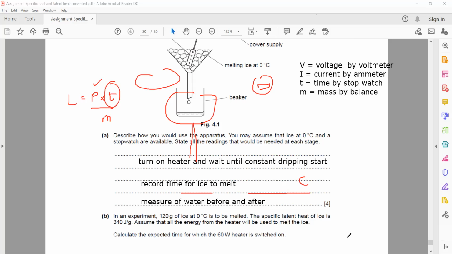Sir, I have a question. Yes. Sir, we'll measure the mass of water before the constant dripping starts? That's true. The moment when the constant dripping starts, we'll measure the mass at that time. And once we stop the experiment, we'll measure the mass again. Yeah, that will be the mass of the water which is melted.